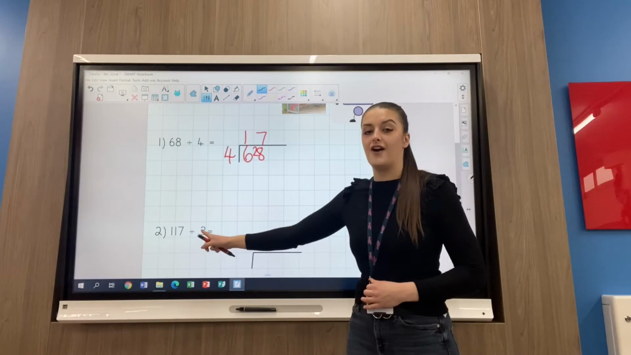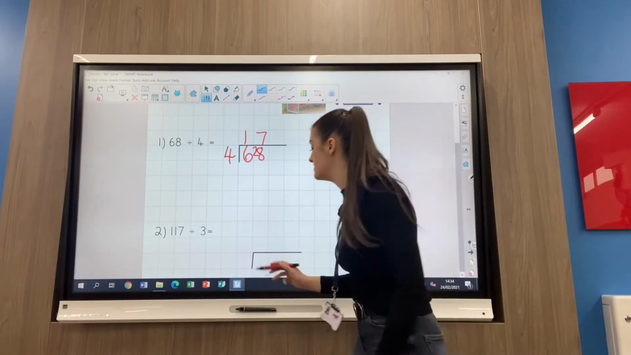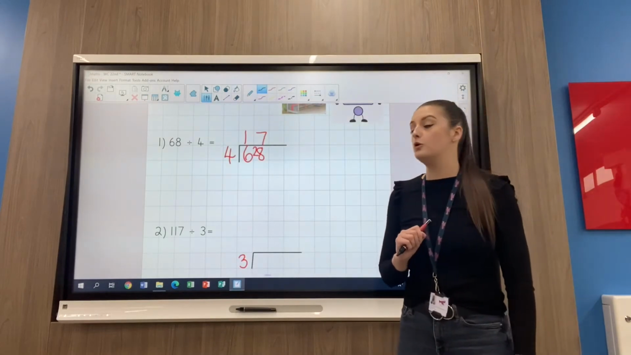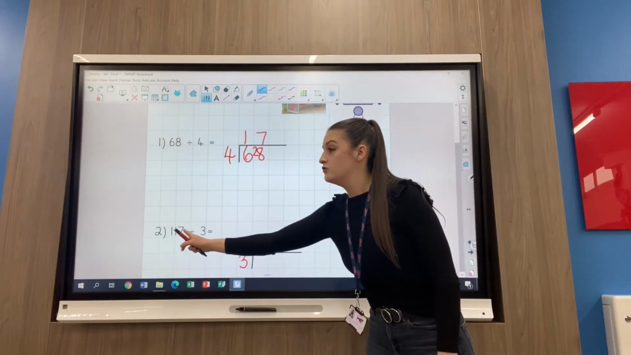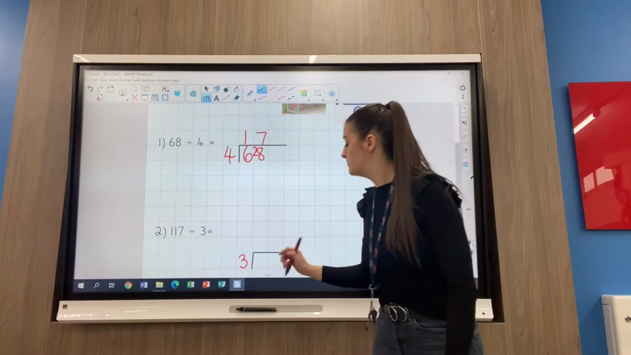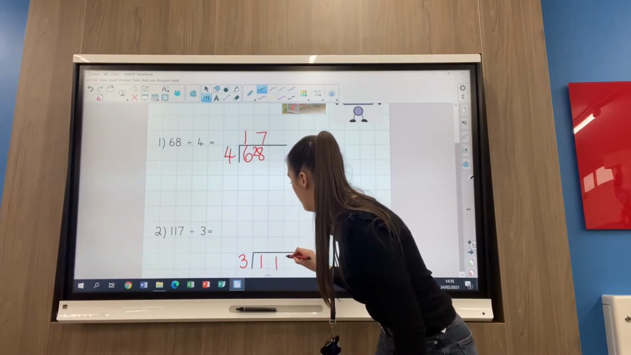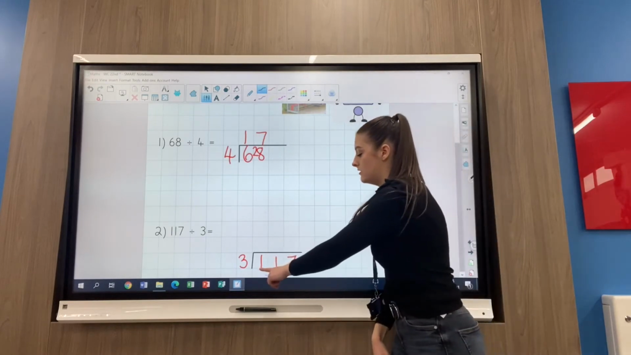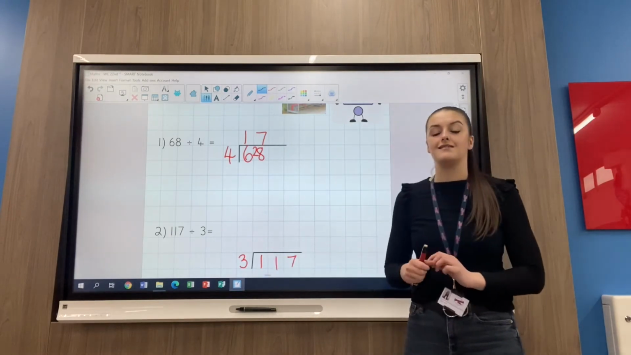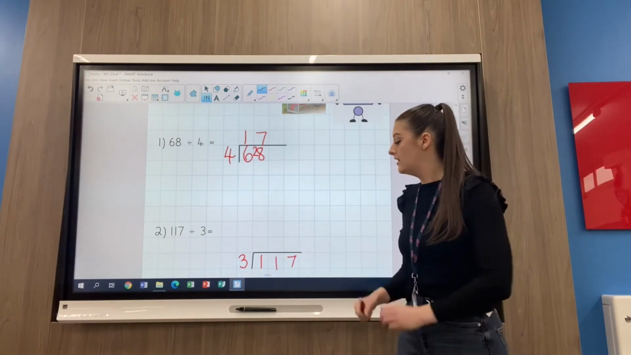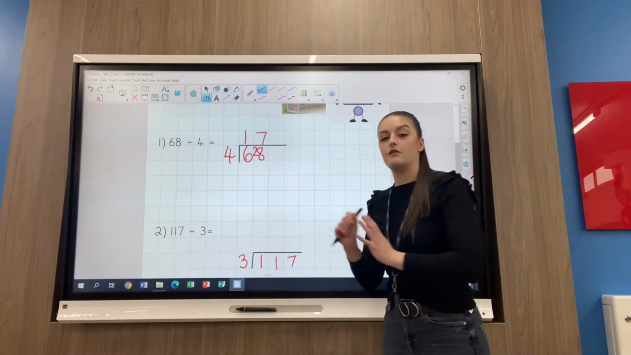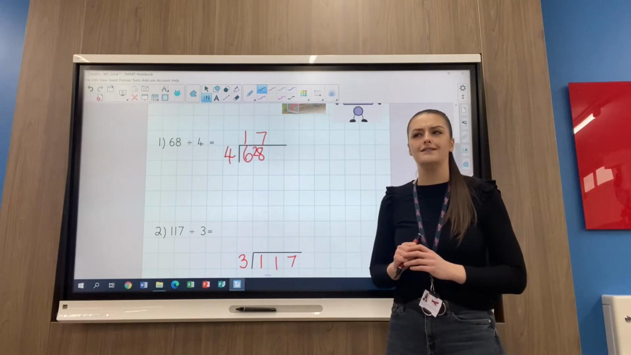We know this is our divisor. We're dividing by 3, so we put it on the outside of the bus stop. So you might want to write that on your board too. I've got 117. I'm going to put it inside the bus stop, okay? Now, this number has got 100, a 10 and a 7 in it to make up 117. I'm going to cover over the last 2 digits and see how many 3s fit into the number 1.